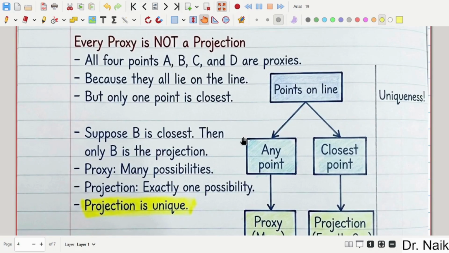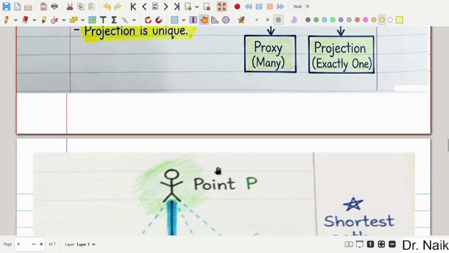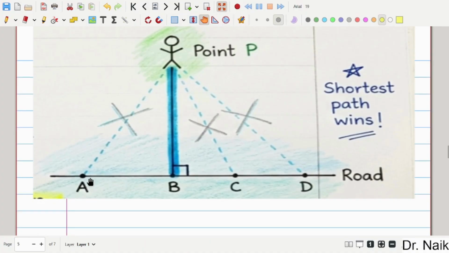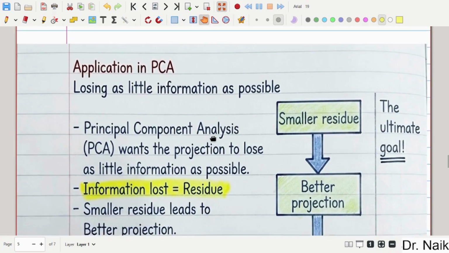Now notice that every proxy is not a projection. All four points A, B, C and D are proxies because they lie on the line, but only one point is closest. Suppose B is closest, then B is the projection. So proxy means many possibilities and projection means exactly one possibility. Therefore, projection is unique. So these are all the proxies. A, C and D are called proxies and B is the only unique projection. So always remember that projections are always unique.